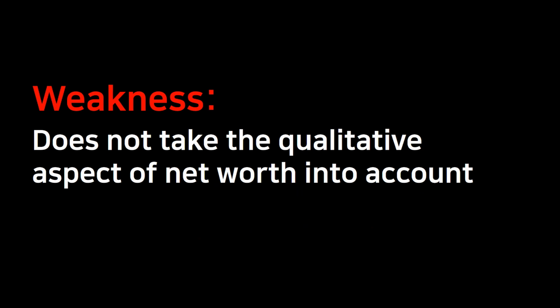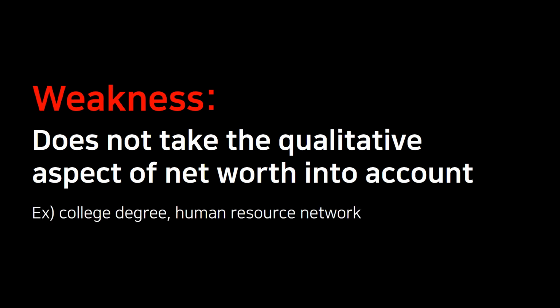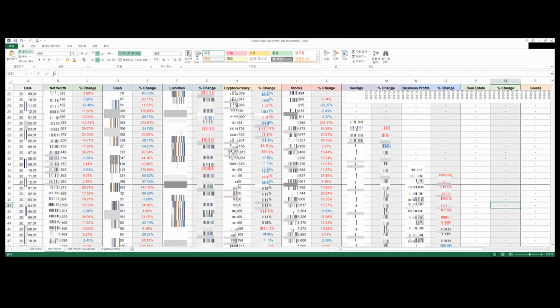Now, moving on to the weakness of this calculation. While it's a simple yet effective method of tracking one's net worth, it doesn't take into account the qualitative aspect of your net worth, such as the monetary value of your college degree or your human resource network. Suppose that you personally know Jeff Bezos, Elon Musk, and Mark Zuckerberg. There are probably several billion-dollar opportunities that you can leverage with these connections, but this spreadsheet does not take that into account when calculating your net worth. Regardless of the imperfections, this Excel sheet is a great tool for you to keep track of your financial status and a quantitative measure to find out where your strengths and weaknesses lie.